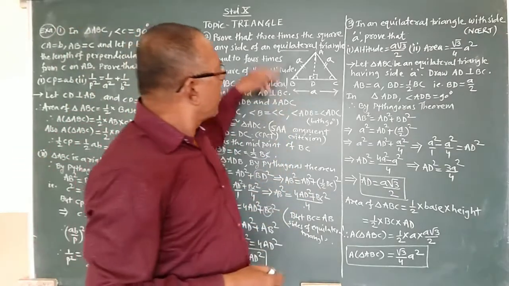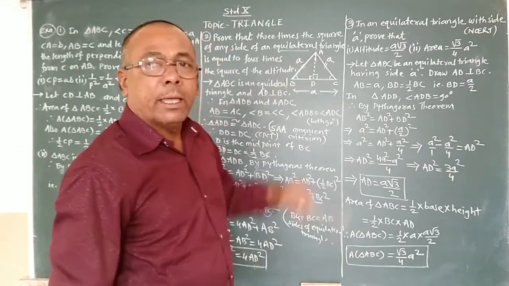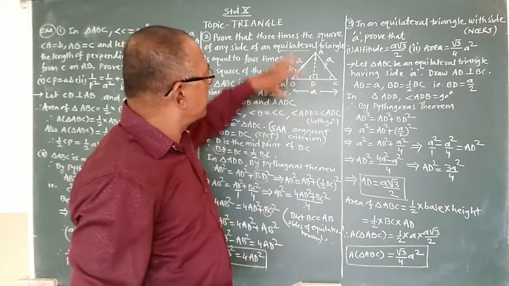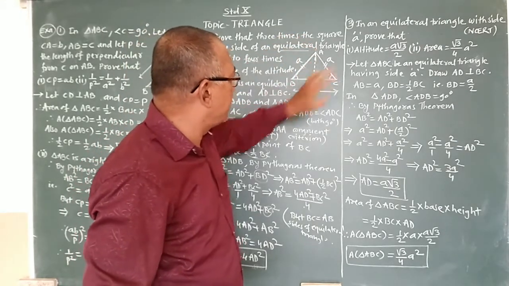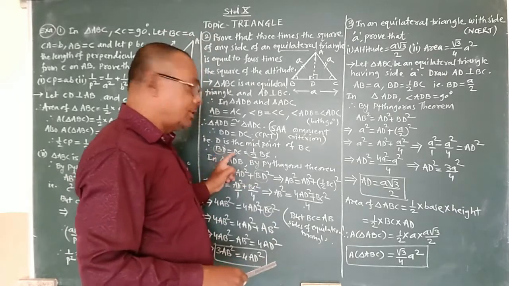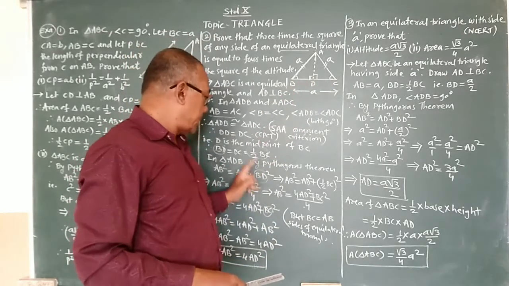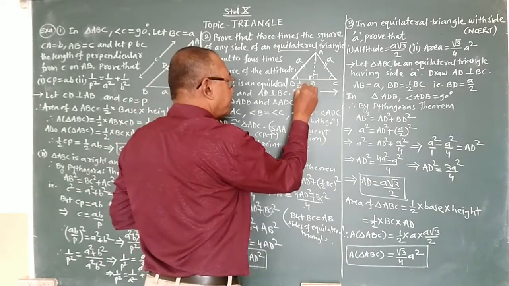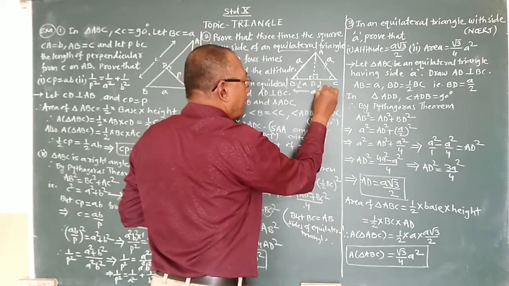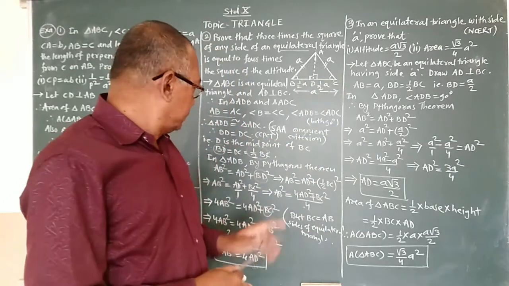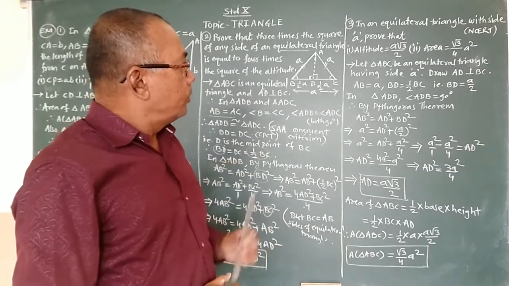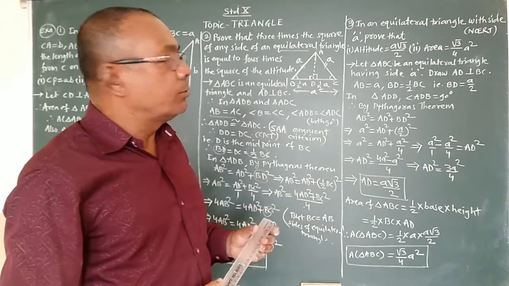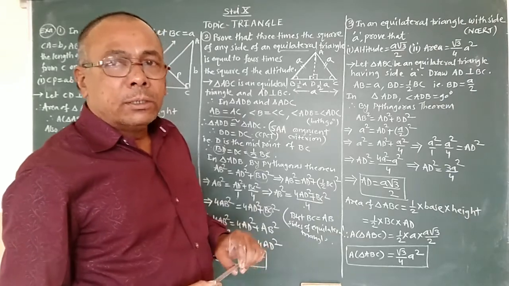Now here ABC is again an equilateral triangle having each side A, means AB is equal to A, AC is equal to A, and just now we have seen that BD is equal to 1 half BC, means BD is equal to 1 half A, and DC is also 1 half A. Here now we have to prove the value of altitude as well as find the area of the equilateral triangle.